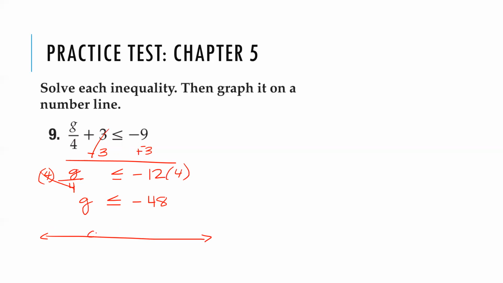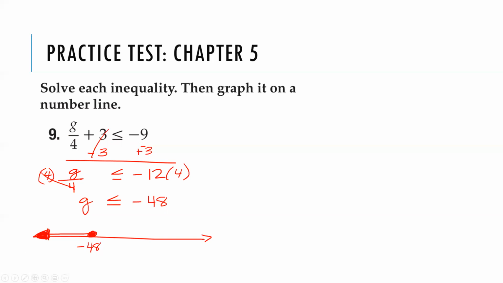And so I have a circle at -48. It's going to be shaded in because it's less than or equal to. It can be equal to -48. And then everything to the left is going to be shaded in because it's less than, and my arrow is pointing to the left. Okay?